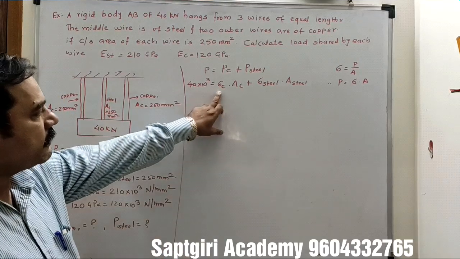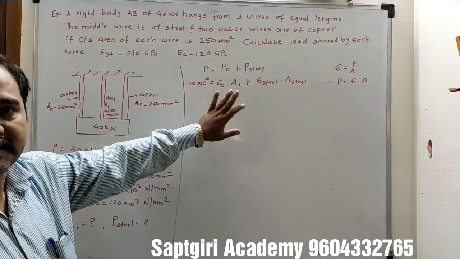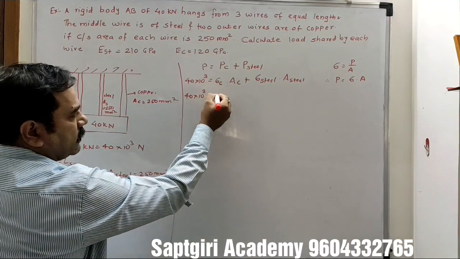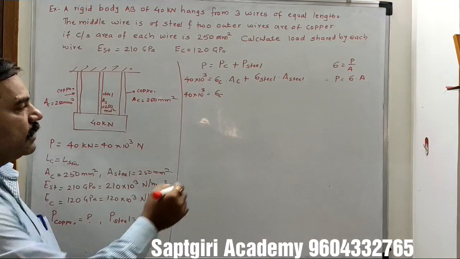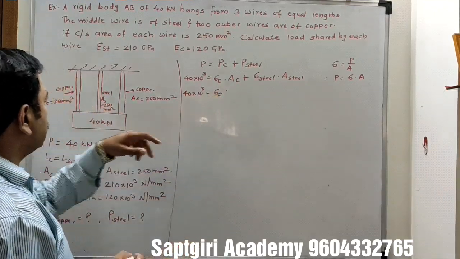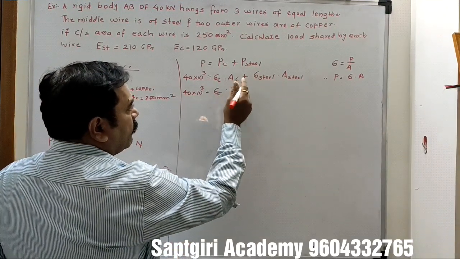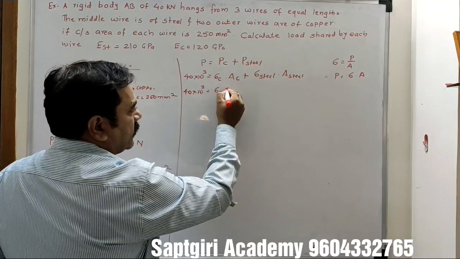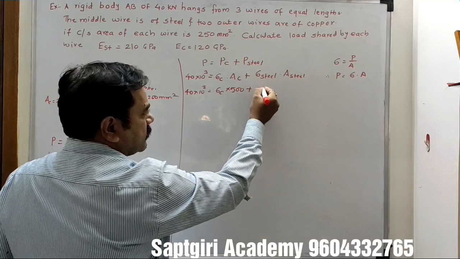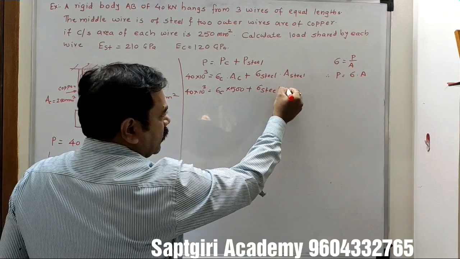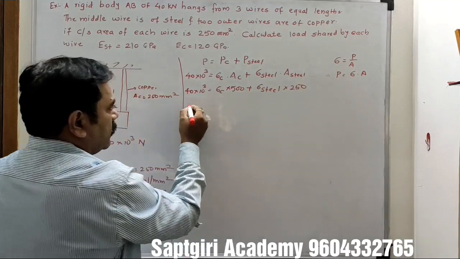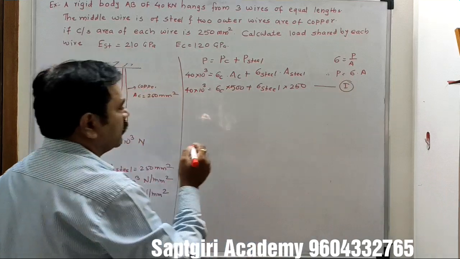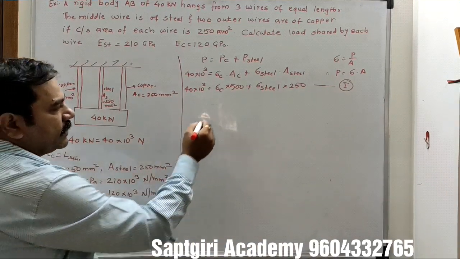Now we have to first calculate sigma C and sigma steel. So 40 into 10 raised to 3, sigma C is unknown. Here area C is 250, but there are 2 wires, so 250 plus 250, that is 500, plus sigma steel into 250. This is the first equation.